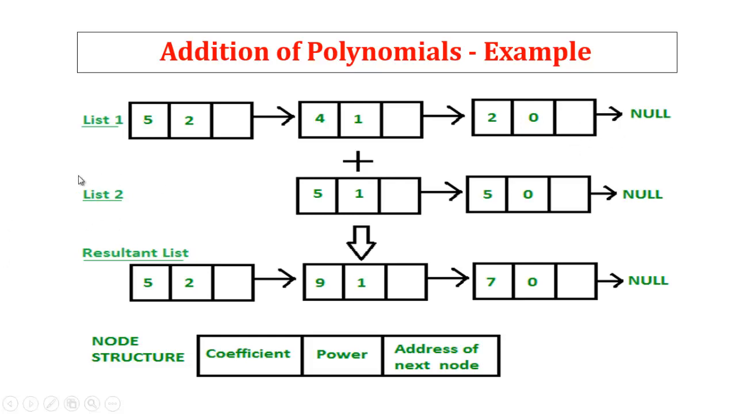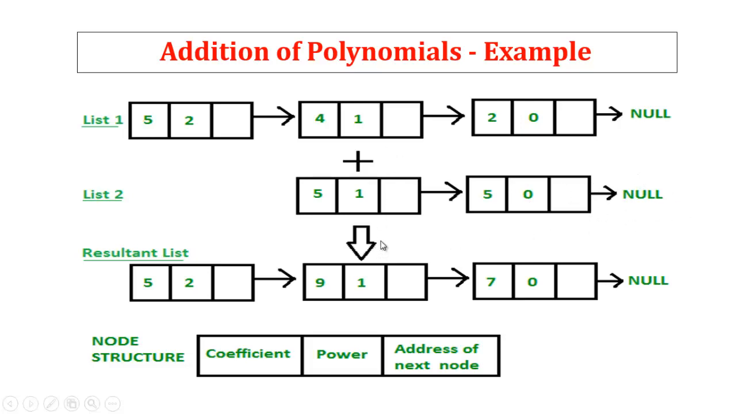Okay, the second list, list 2, is called the second polynomial. Here we have 5x power 1 plus 5. That is an equation. We represent it as a singly linked list with 5 as the coefficient in the first data field, and the second one, the exponent, as 1, which we call the power. The third field is the next field, holding the next node's address. The last node has 5 as the coefficient and 0 as the power, nothing present in the equation, and the last field next is null.